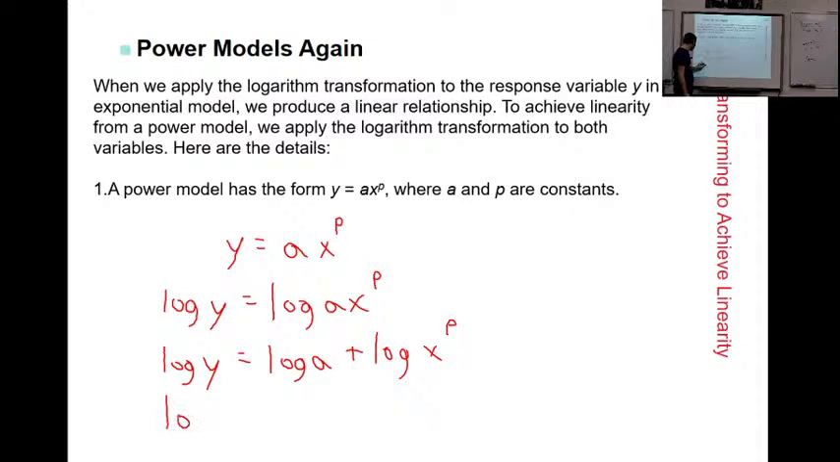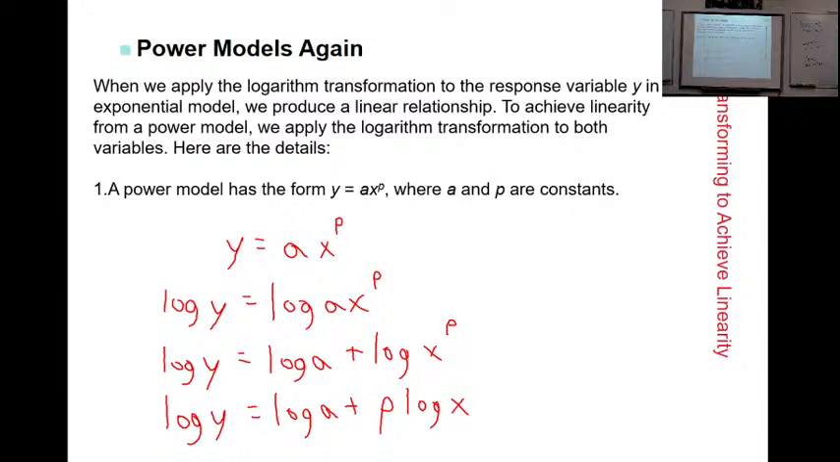So I wind up with log of y equals log of a plus p times log of x. So two different things to notice here. First off, instead of this one's log of y versus x, this is y versus log of x, power models are log of y versus log of x. Those are the three different models that we can use.